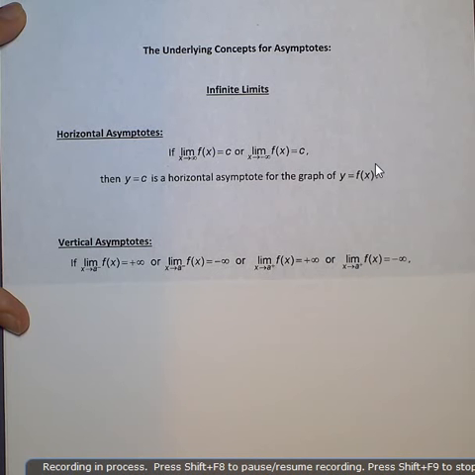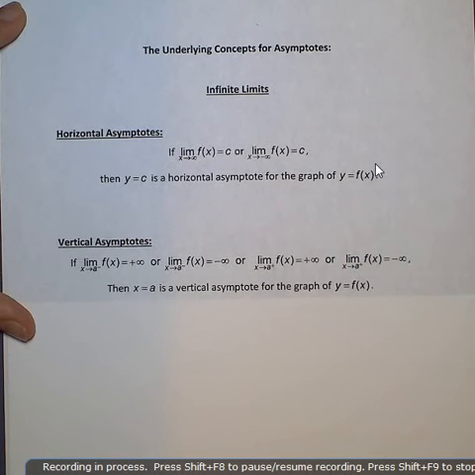So the check for vertical asymptotes: if the limit as x approaches a from the left of f of x is positive infinity or negative infinity, or if the limit as x approaches a from the right of f of x is positive infinity or negative infinity. If any one of these four limit statements holds true, then x equals a is a vertical asymptote for the graph of y equals f of x.